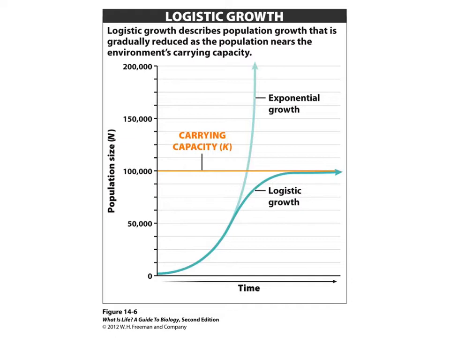This leads us to our second model of growth, the logistic growth model. Logistic growth describes population growth that is gradually reduced as the population nears the environment's carrying capacity. The carrying capacity is the number of organisms that the environment can support long term. We see here that in the logistic growth model, the carrying capacity, abbreviated as K, is where the population levels off and is no longer increasing.